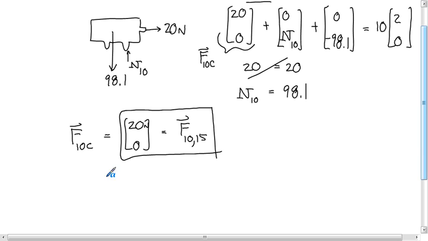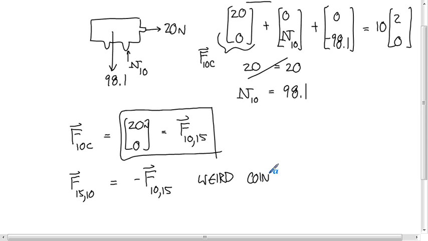Okay, so the force on the 15 by the 10 is equal to the negative force on the 10 by the 15. Weird coincidence? Join us next class for the exciting conclusion. Well, that's not a weird coincidence. That's actually called Newton's third law.